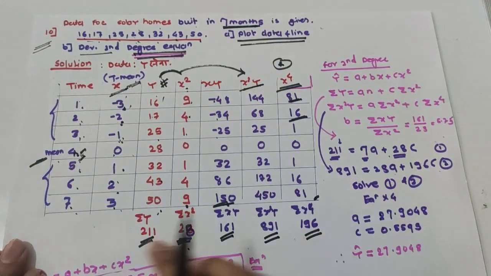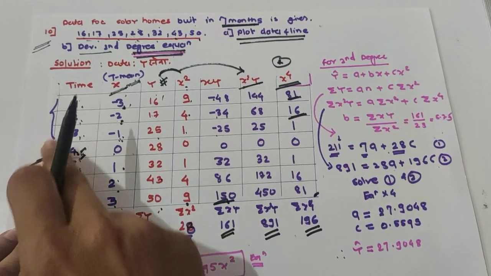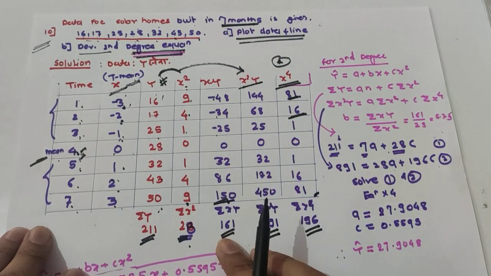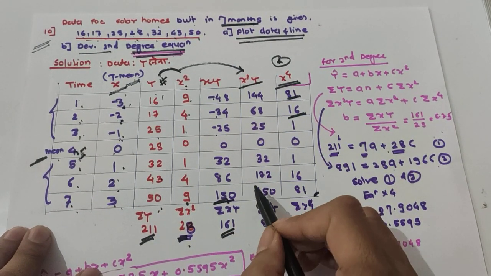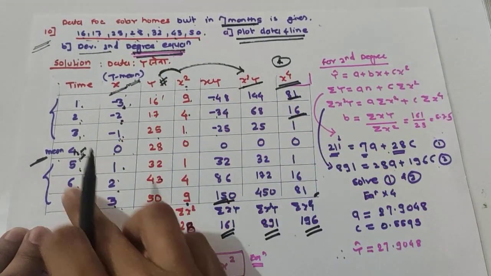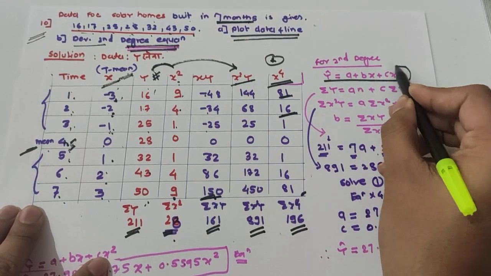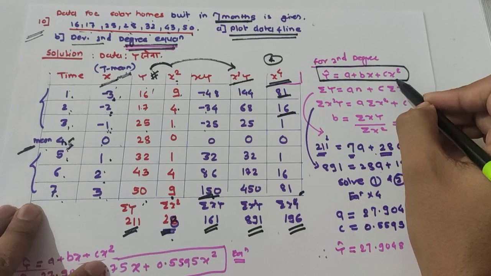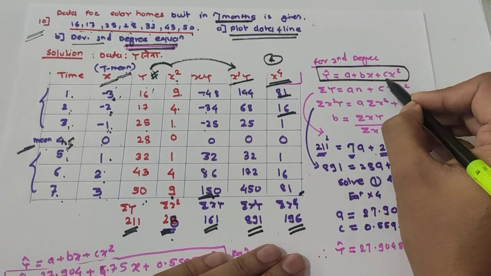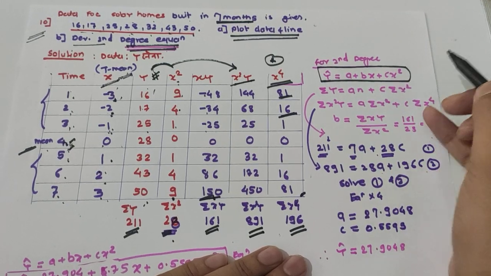So we have drawn the table. Remember one thing: for second degree, you have to draw a table like that. And for linear equation, in the previous example I have showed you. Somehow in exam, generally they will always ask for the linear equation, not for the second degree. But you have to be prepared for the second degree equation also. So what is second degree equation? Second degree means the maximum power of x is 2. So y is equal to a plus bx plus cx square.